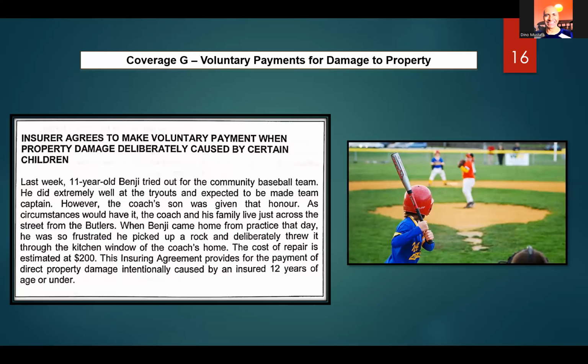The insuring agreement provides, under the voluntary payment for damage to property, for payment of direct property damage intentionally caused, even though this was intentionally caused by Benji, because he is 12 years of age or under. So that's why I say last week, 11-year-old Benji, even though he intentionally did it, yes, it'll be covered. Okay.